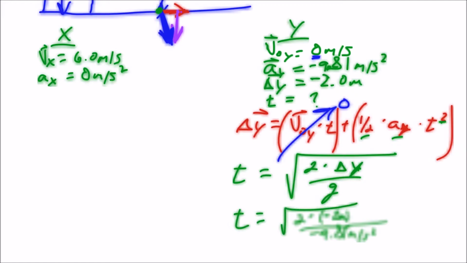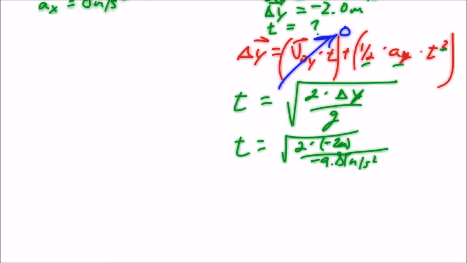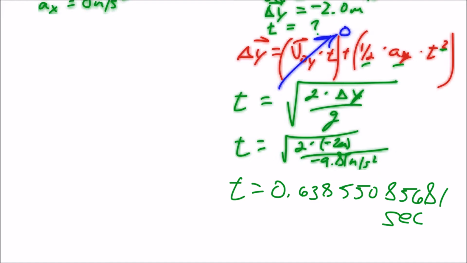T equals the square root of 2 times negative 2 over negative 9.81 meters per second squared. And this is negative 2 meters here. Let's plug that in our calculators. When I do that, I'm coming up with time is equal to 0.638550856881 and so on seconds. We just need to have several digits, that way we don't introduce a rounding error into our results later on.